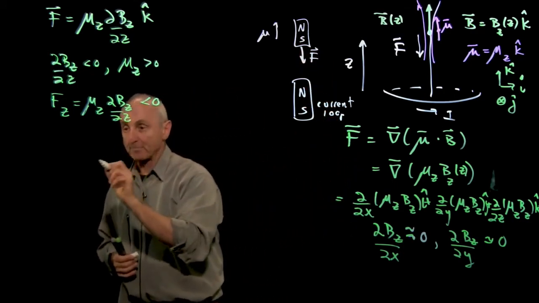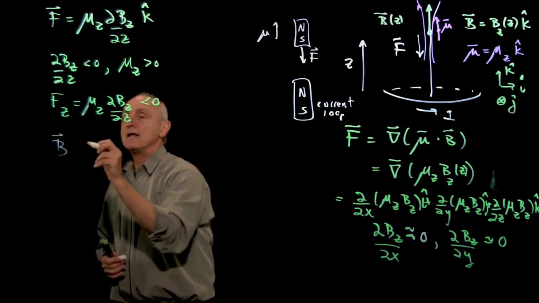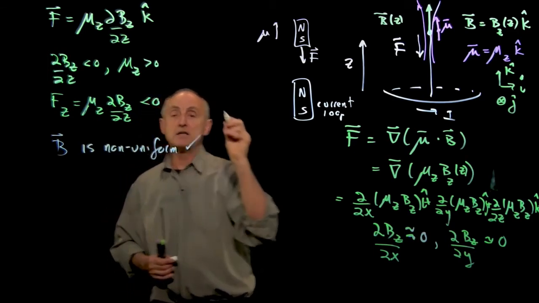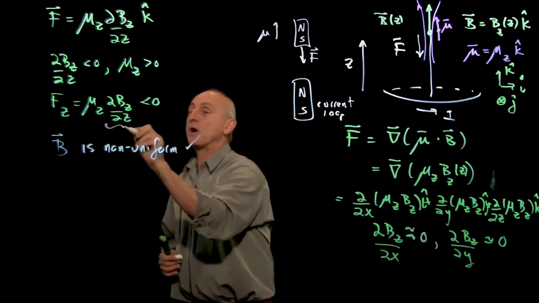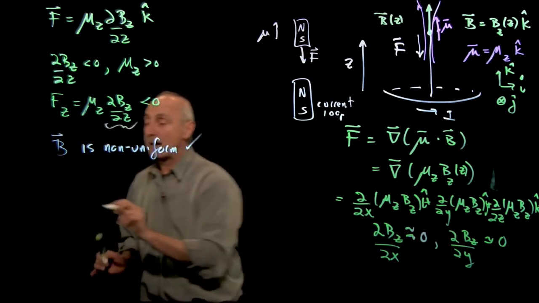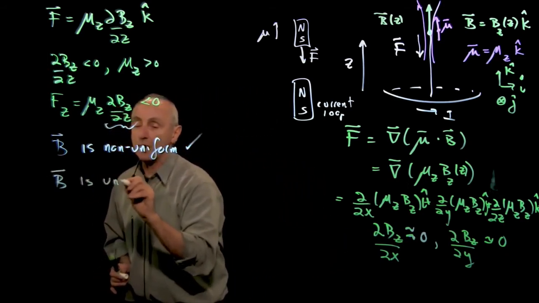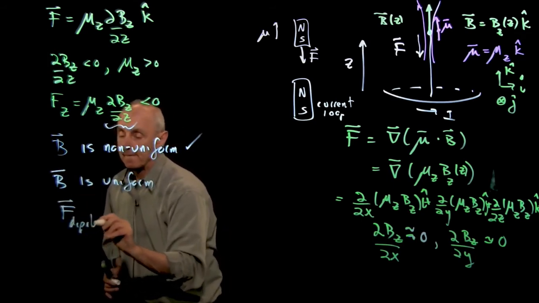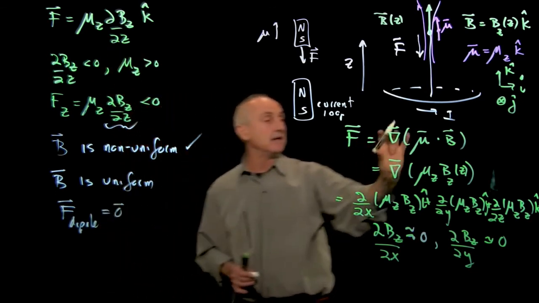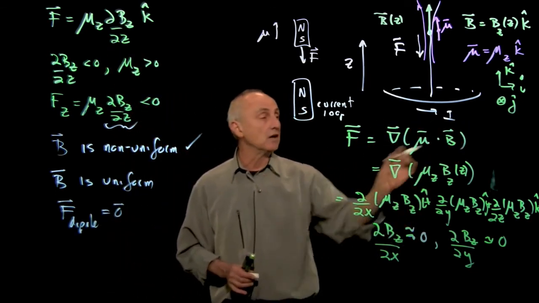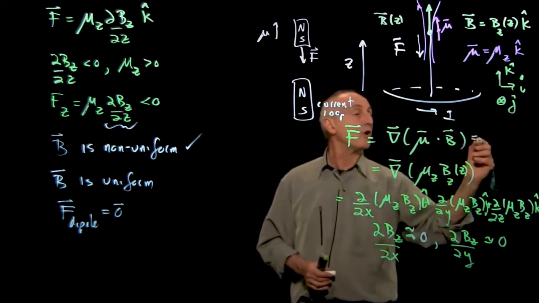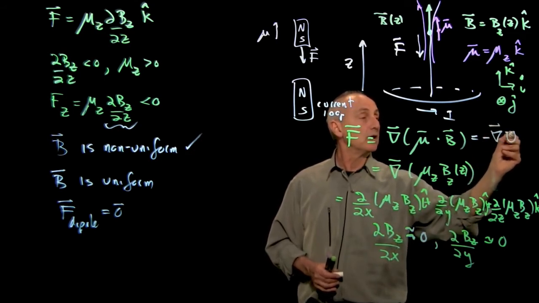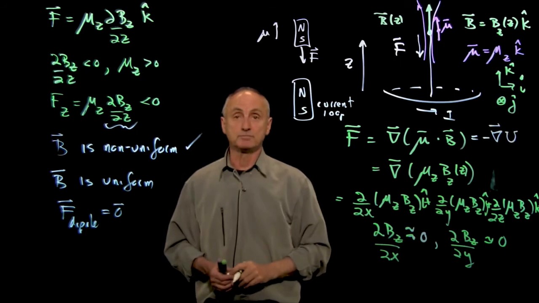The important point here is that B is non-uniform. That is the essential idea, and that's why we see it in the gradient. Remember, when B is uniform, the force on the dipole was 0, and you see it again in the fact that it's the gradient of mu dot B, which we had talked about as equal to minus the gradient of the potential energy associated with the dipole.